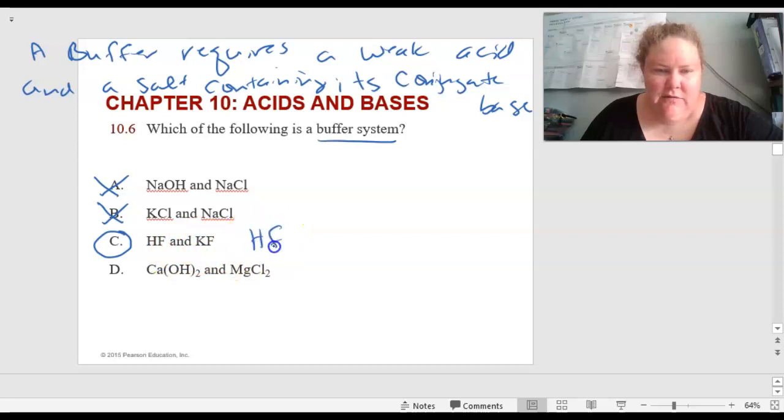C, this one is the correct answer because HF is a weak acid, and the KF is a salt. So the mixture of HF and KF is going to be a buffer, so that is the correct answer. D is not the correct answer because Ca(OH)2 is a strong base.